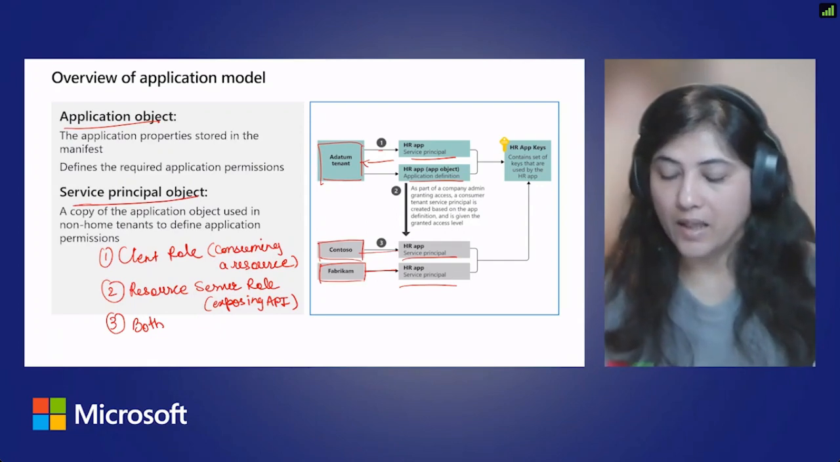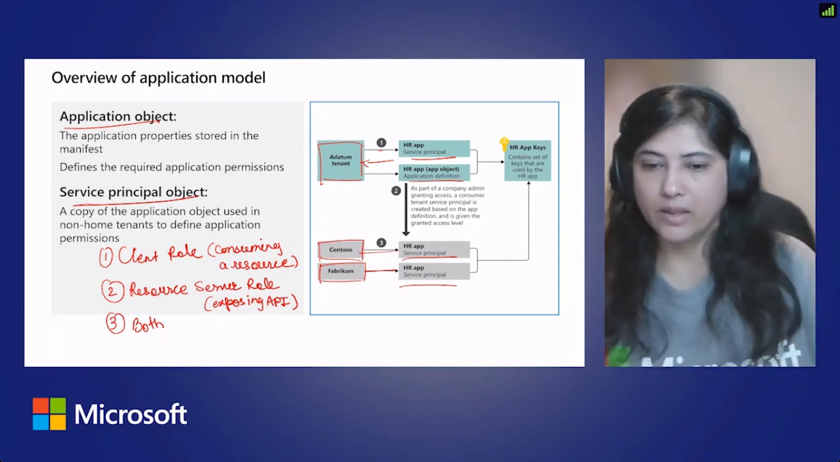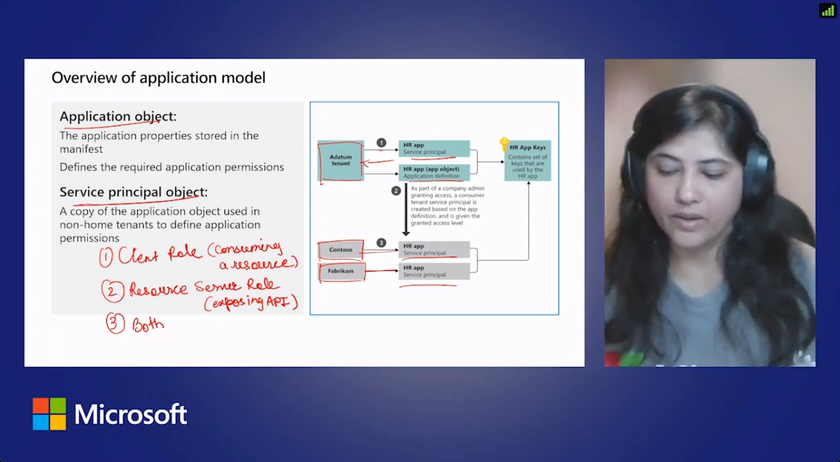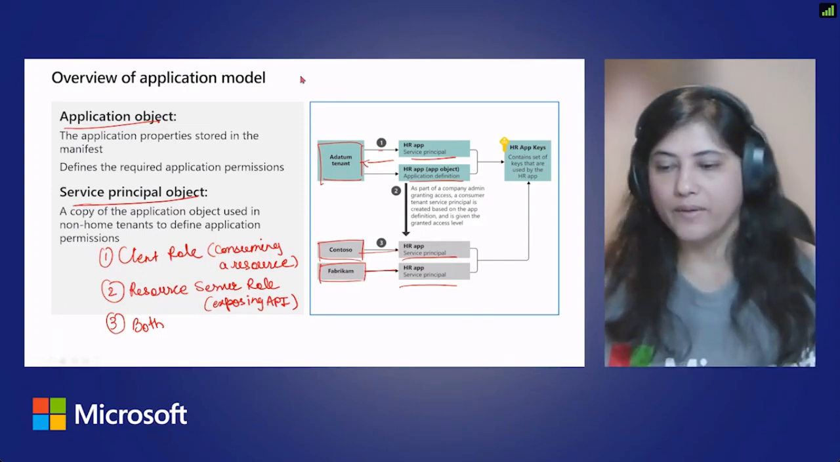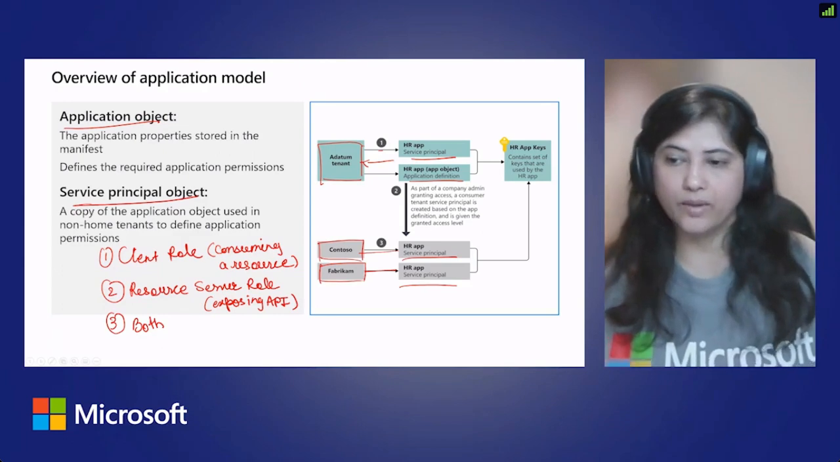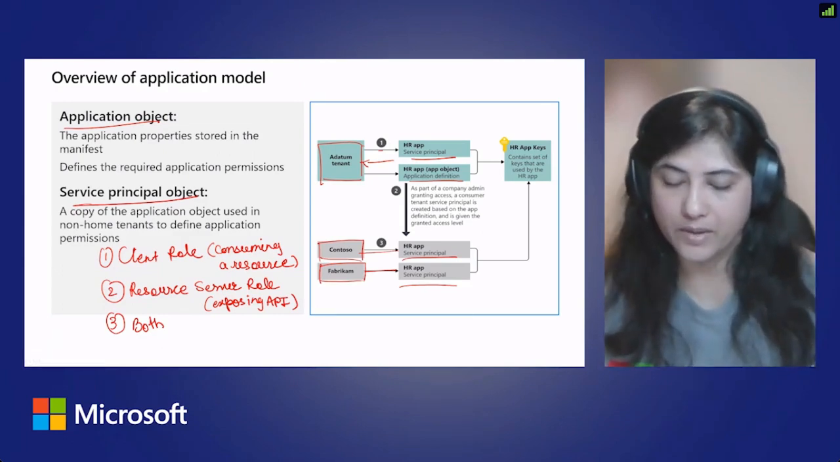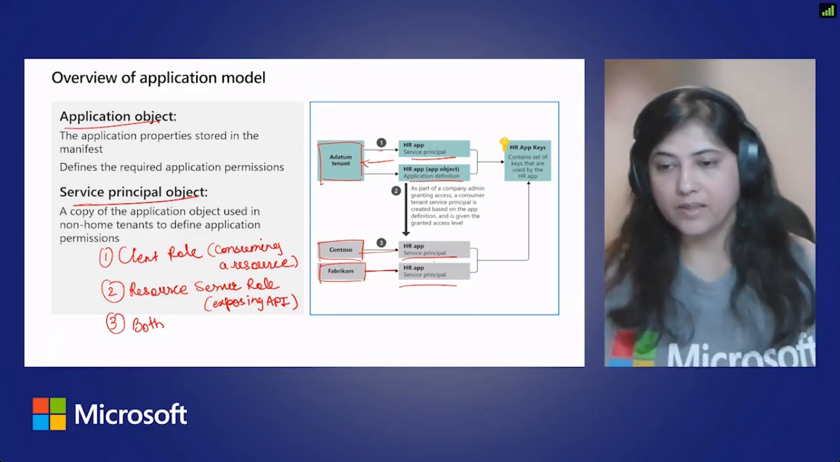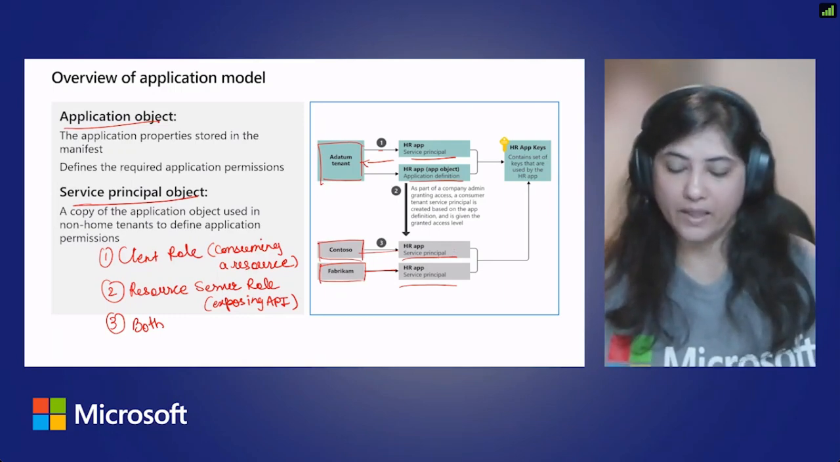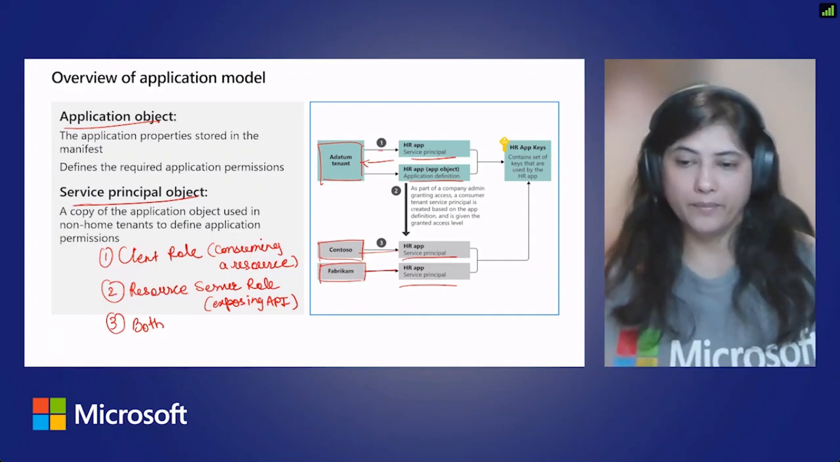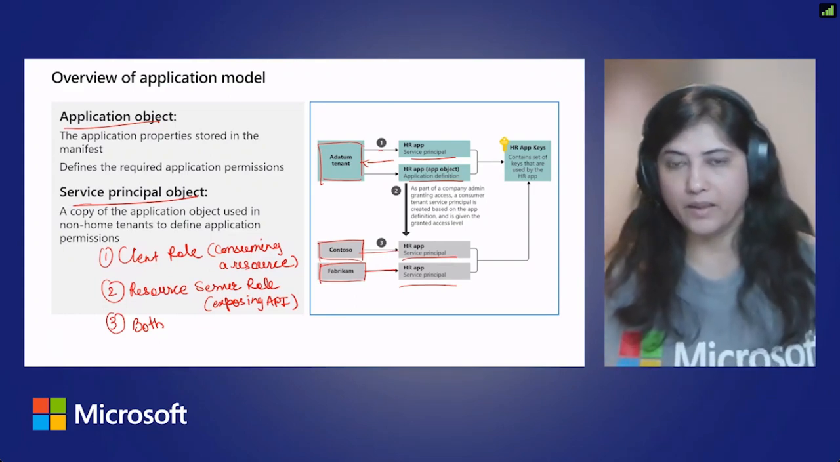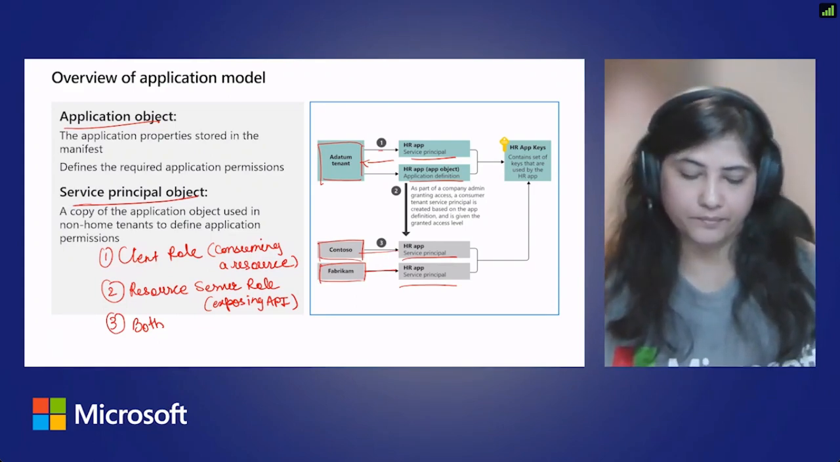Also note that the HR app could be configured or designed to allow consent by users for individual use also. Now the consumer tenants of the HR application, which is Contoso and Fabricam, each have their own service principal object. Each represents their use of an instance of the application at runtime, governed by the permissions which are consented by the respective administrator.